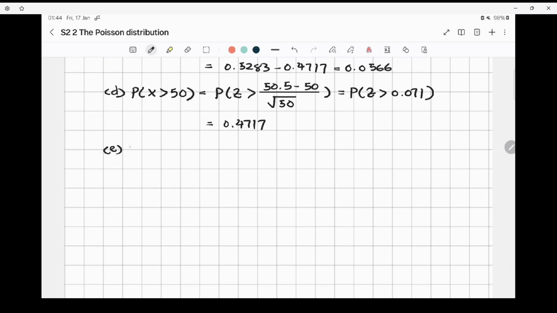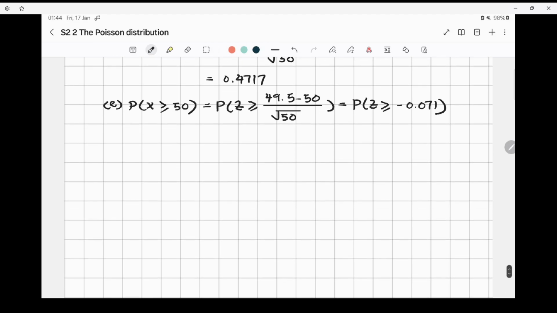Now let's look at part E. P(X greater or equals to 50). So this is P(Z greater or equals to), you want to include the number 50, so you take (49.5 minus 50) divided by the square root of 50. So this is P(Z greater or equals to minus 0.071). So you can turn it around to become P(Z smaller or equals to 0.071). So this is 0.5283.